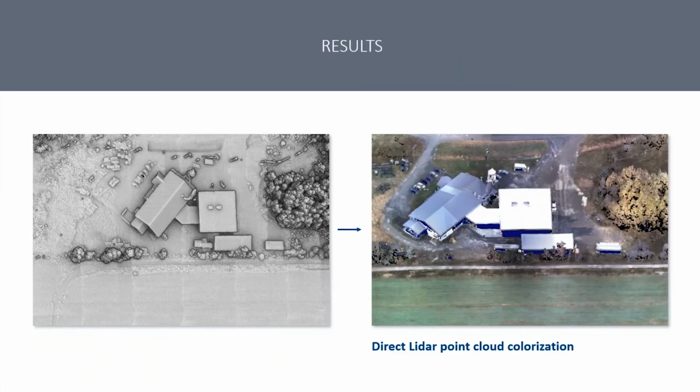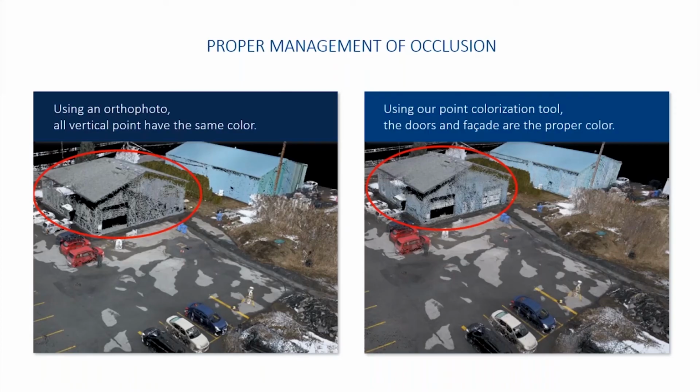In this image, you can see the result of our direct colorization model. To the left, you see the uncolorized data set. When we go to the next slide, we can see very clearly the effect of occlusion management, where all vertical points have the same color as what is on top of them. While in the right image, in the direct colorization tool, we have managed to have the proper color of each element that you can see below in the vertical elements.